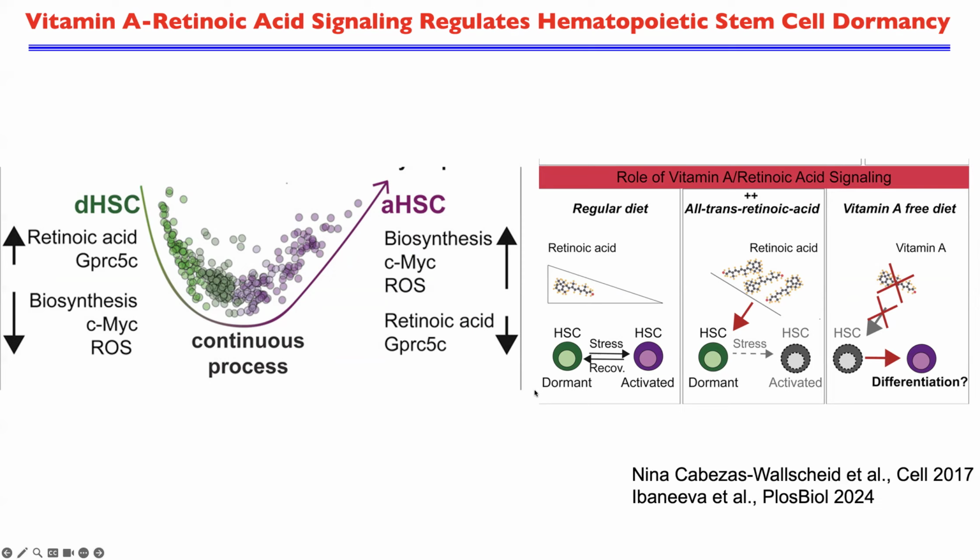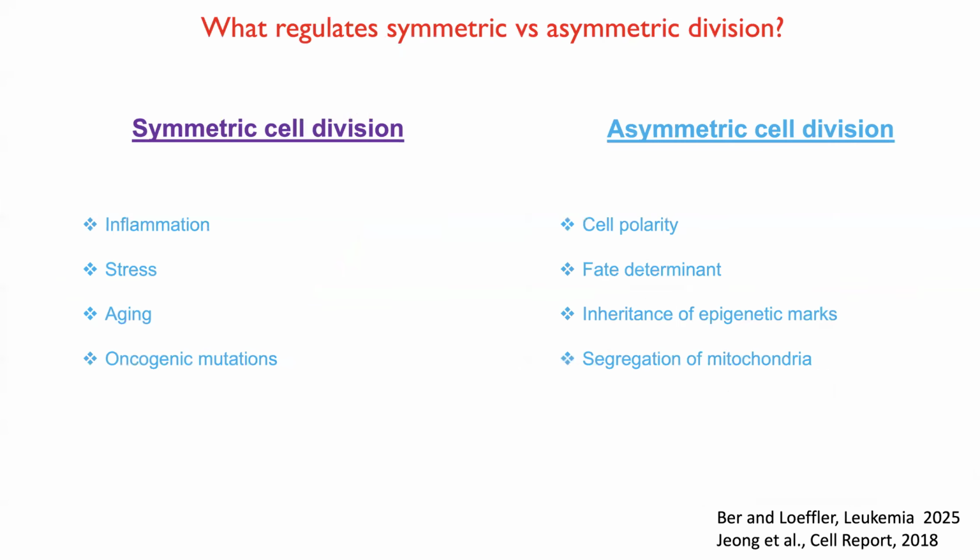Okay? So what else regulates the transition from dormant to active HSCs? For example, cell surface markers like CD38, while regulating the release of calcium, can regulate dormancy. And of course, the bone marrow niche where the hematopoietic stem cells are residing, that can also regulate dormancy. So the next question is, what regulates symmetric versus asymmetric division?